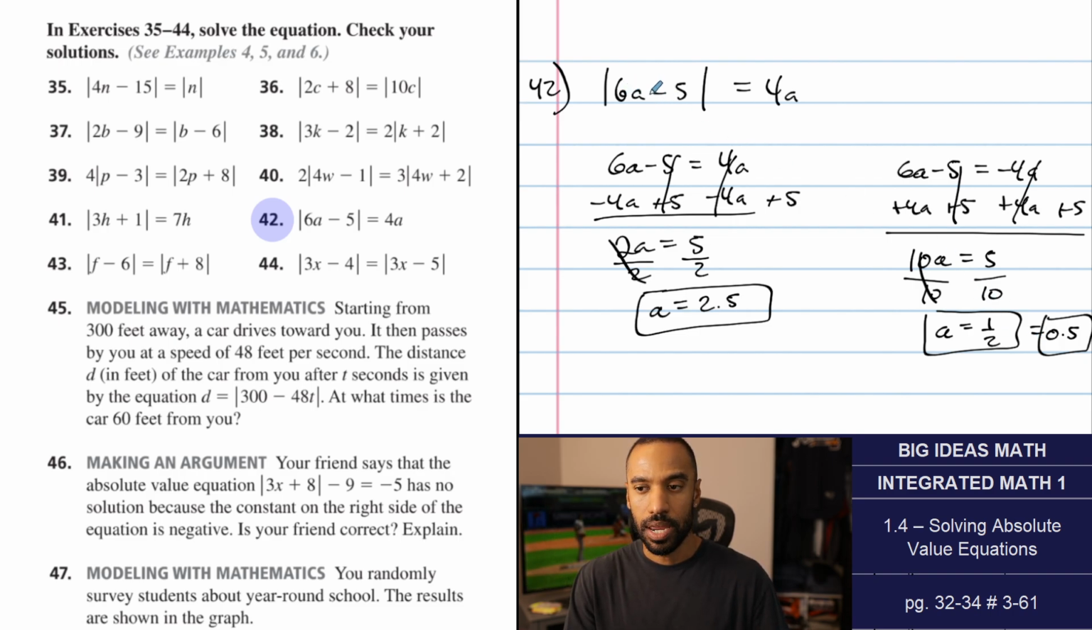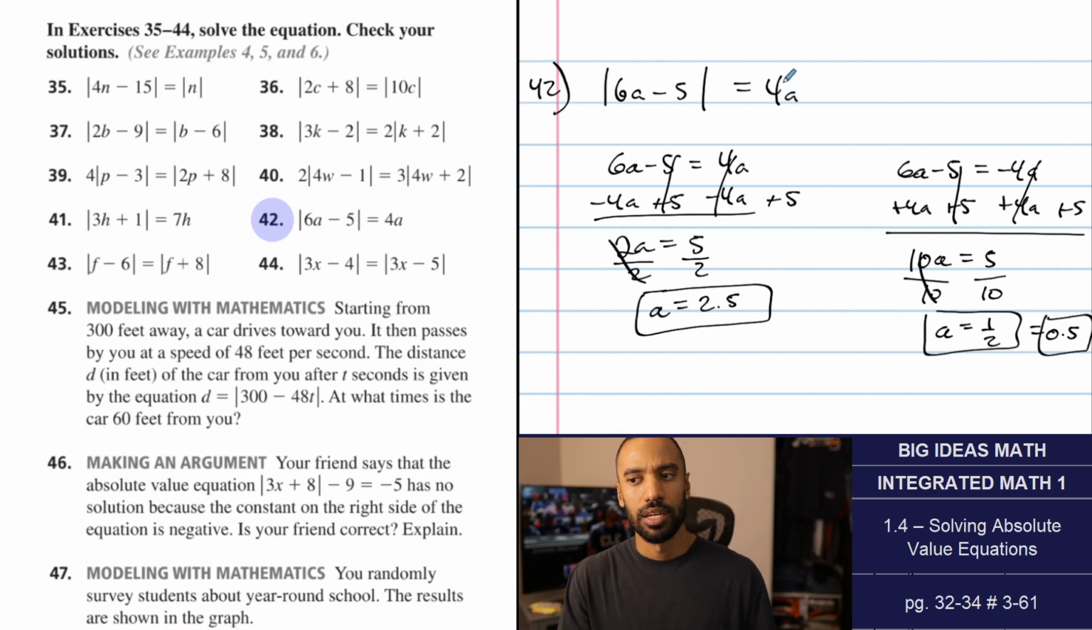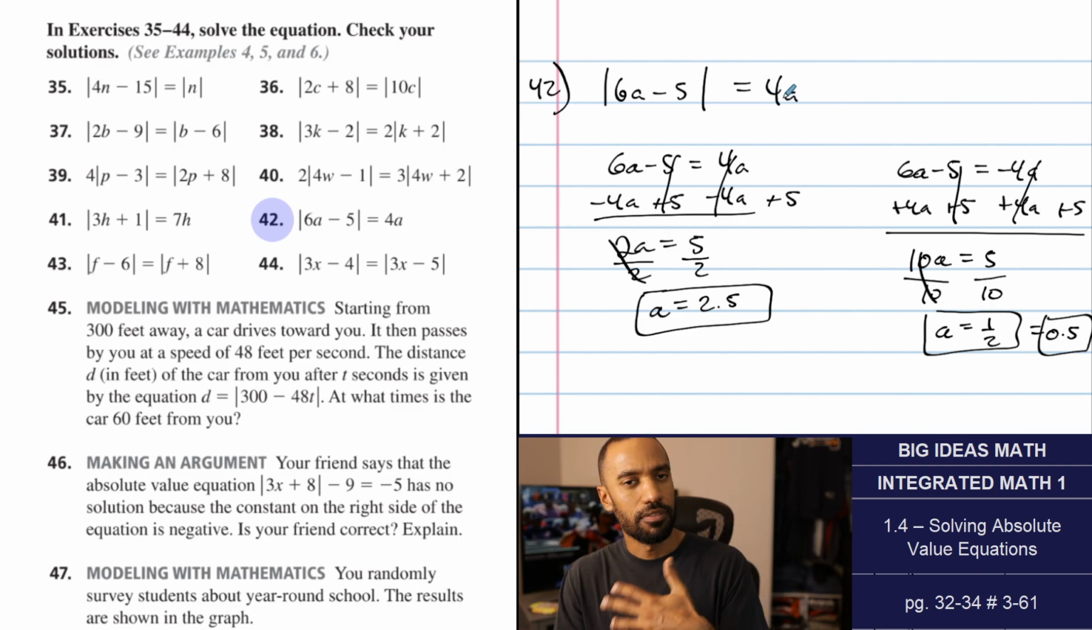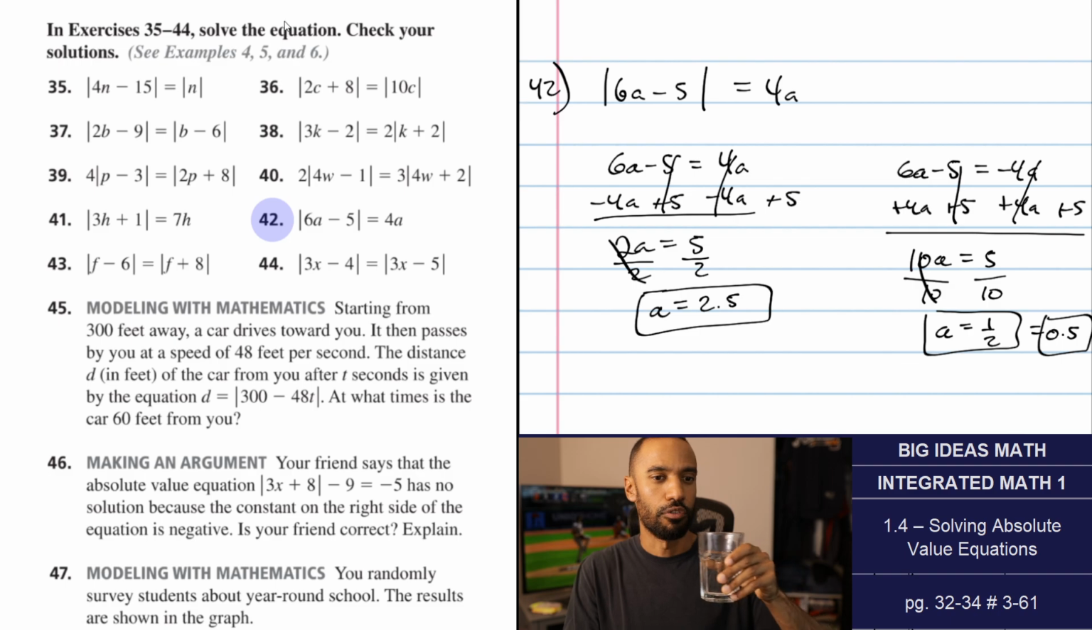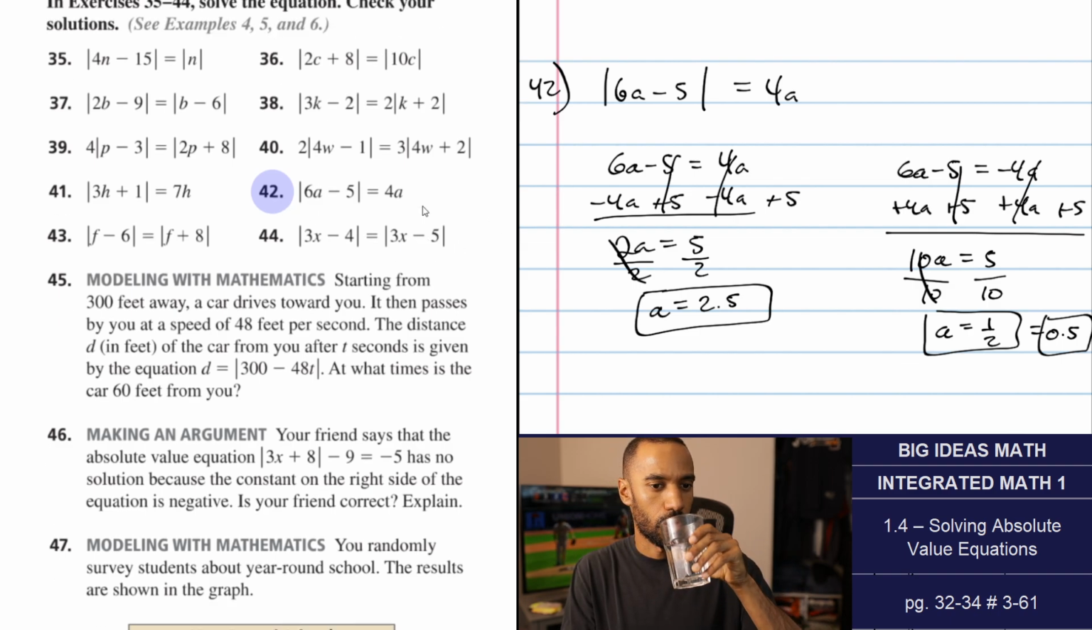0.5 times 6 is 3. 3 minus 5 is -2. Absolute value of -2 is 2. 4 times 0.5 is 2. So it does work out, right? It's because those were positive there that this thing keeps its positivity. It stays happy. It keeps its positivity, and we go forward. So both answers apply.